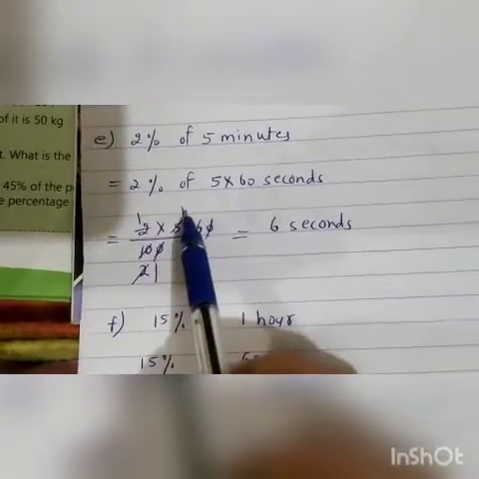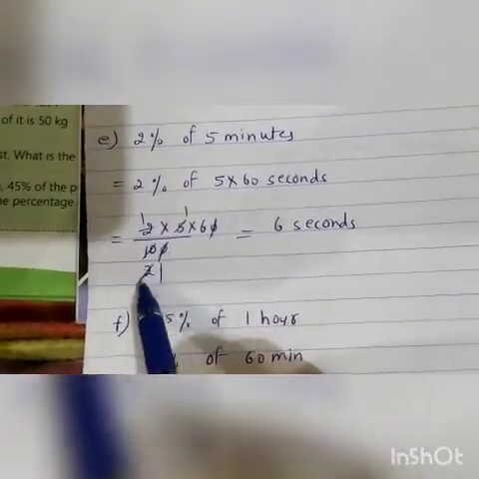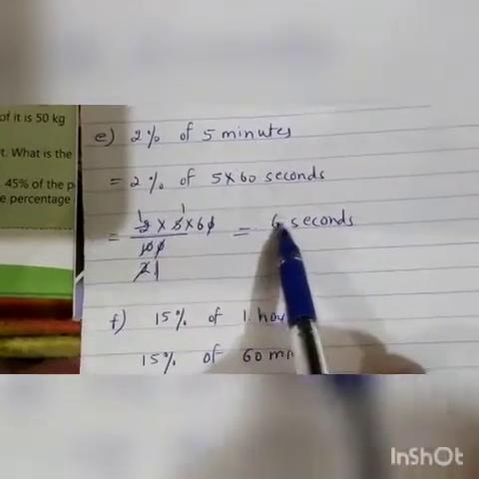0 0 cancel. 5 1s are 5. 5 2s are 10. Then 2 1s are 2. 2 1s are 2. It is 6 seconds.